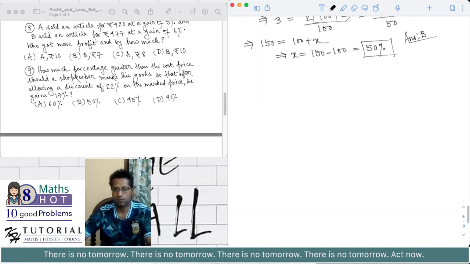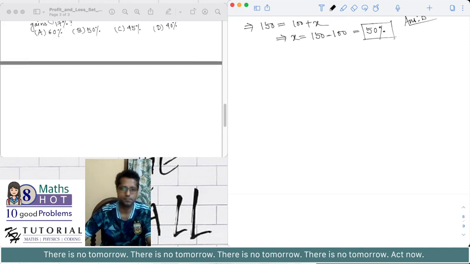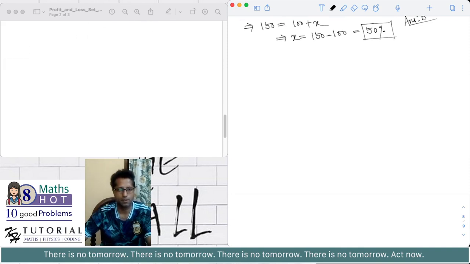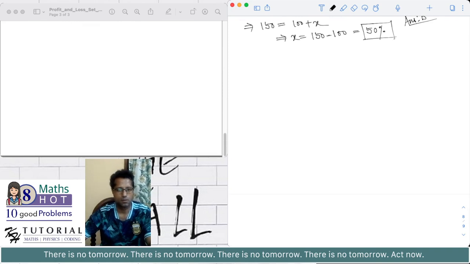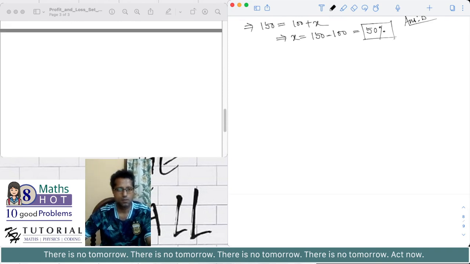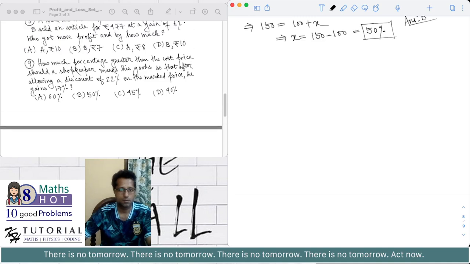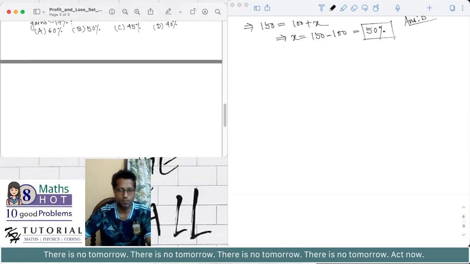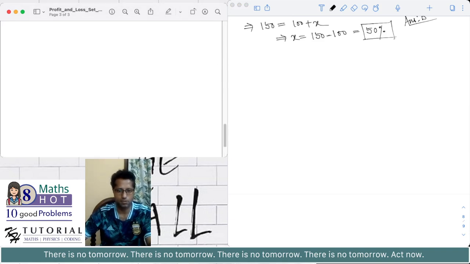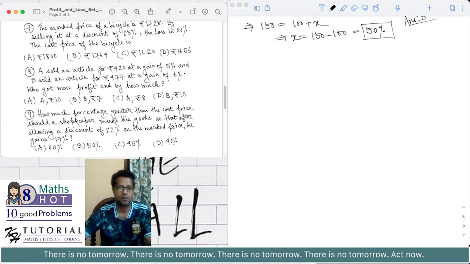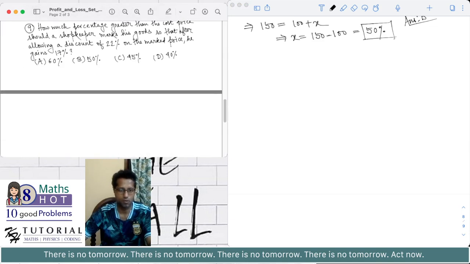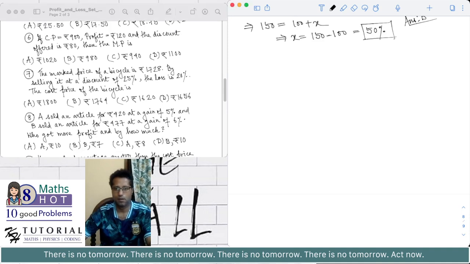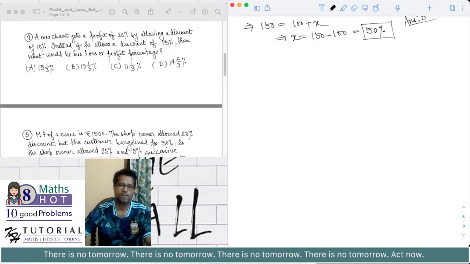Okay, let's do problem number 10. Oh, there is no problem number 10. What is wrong? There is no problem number 10. I might have made some mistake while writing, maybe I did not save the PDF after writing the problem number 10. Anyway, sorry, I missed one question.